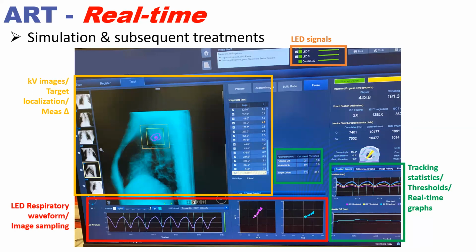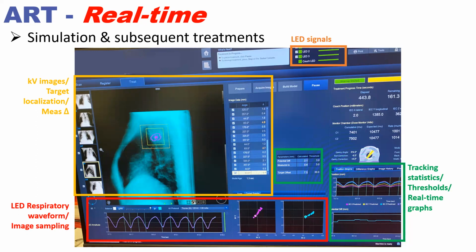In the main part right here, you can see the KV images, which are continuously repopulating. You can also see that the centroid in this case is being followed. And then maybe one of the most important parts is per angle, you get this measurement difference, which is the actual measurement difference between what is expected in the model and what it's actually seen on the KV detectors. Down here, you have your respiratory waveform, and for image sampling, making sure that you haven't introduced aliasing, because if there's aliasing going on there, you need to do something about it, because you could be incorrectly tracking. This is a good point to follow up if I could speak about.